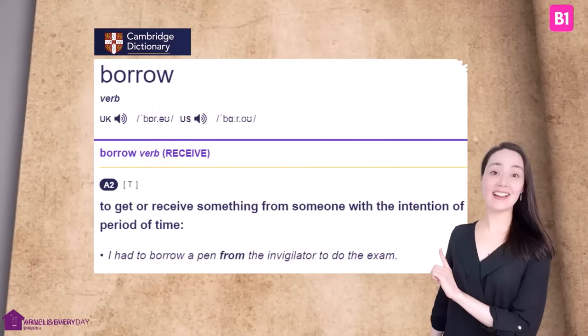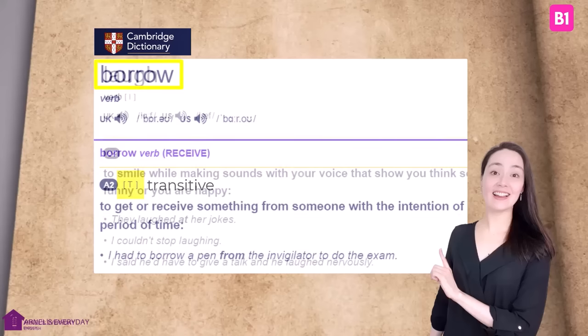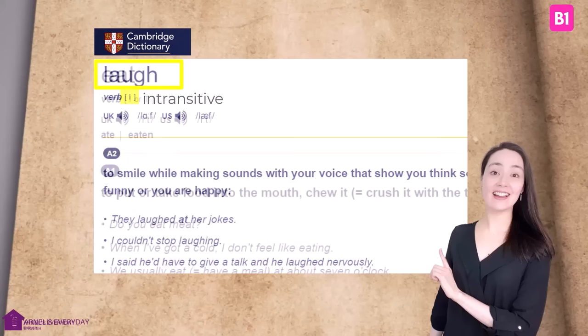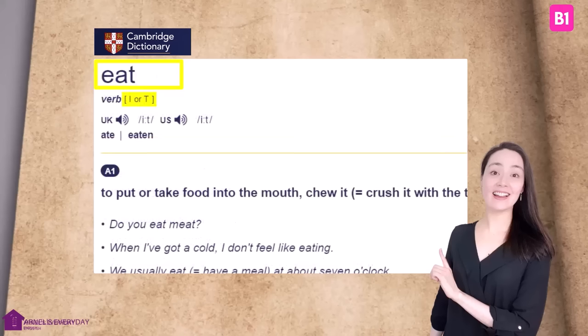Look, I just chose Cambridge Dictionary. There is a T here. This means transitive. Borrow needs an object. If we look at the verb laugh, we can see an I because it's intransitive. And if I choose eat, you can see it can be both transitive and intransitive.